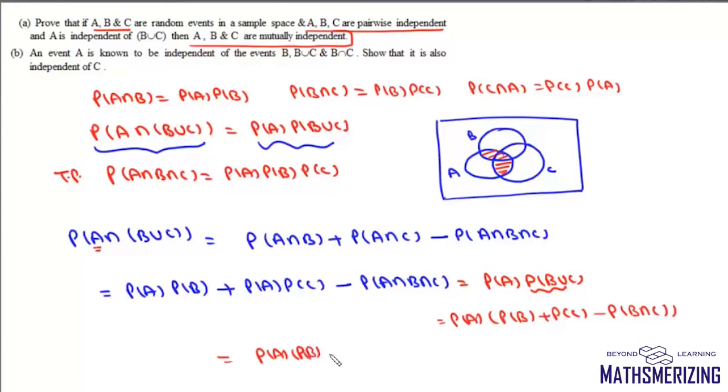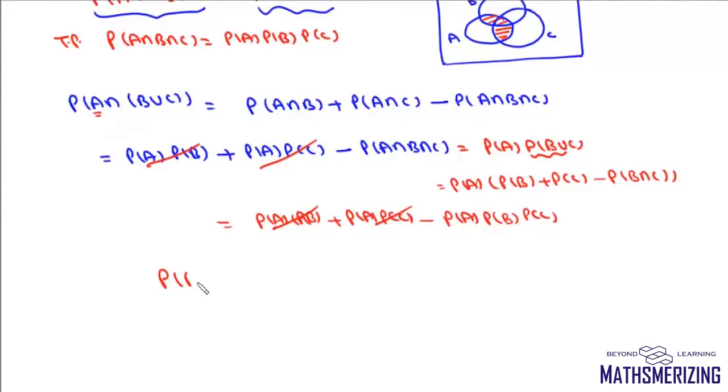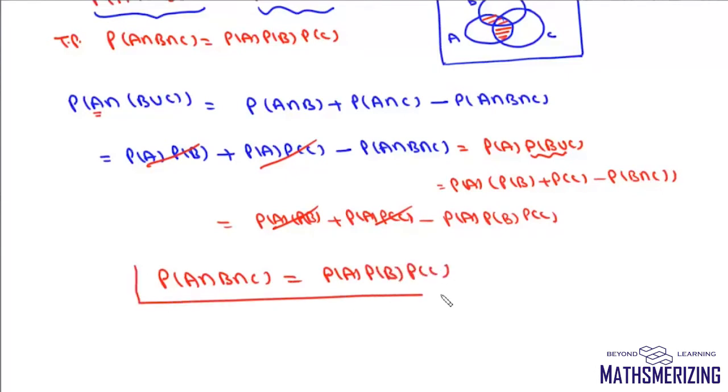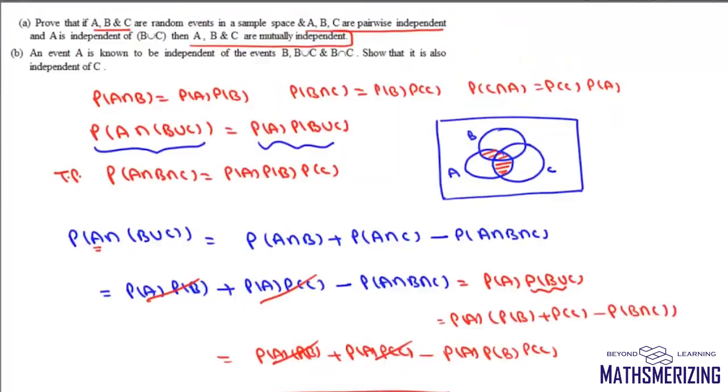So we can write this as P(A) into P(B) plus P(C) minus P(B intersection C), which is equal to P(A)P(B) plus P(A)P(C) minus P(A), and since B and C are also independent, this is P(B) into P(C). Now P(A)P(B) will cancel and P(A)P(C) will also cancel. So from here we get this result that P(A intersection B intersection C) is equal to P(A) into P(B) into P(C), which is what we need to prove in this question. So we have proved that A, B and C are mutually independent.